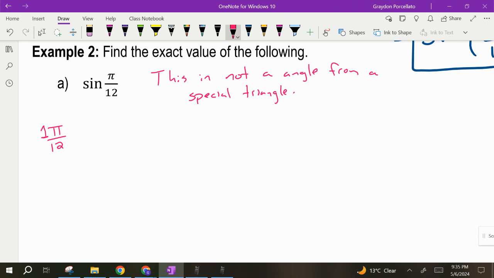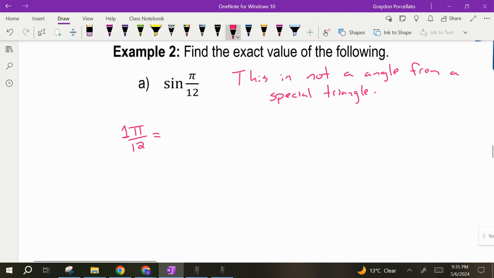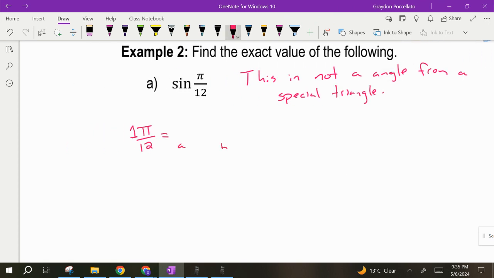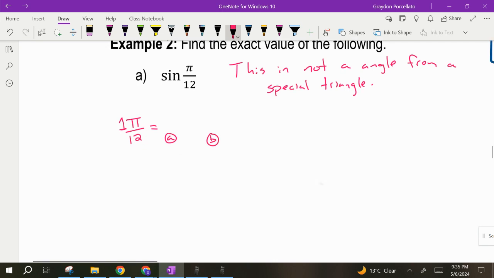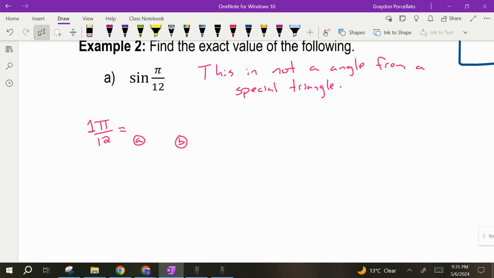We are back. So what I want to do is break this down into two angles, angle A and angle B. What I notice right away is that I have to get 1 over 12. Sorry, I'm just going to erase those and fix those. It's going to be A, it's going to be B. I want to get 1 over 12.